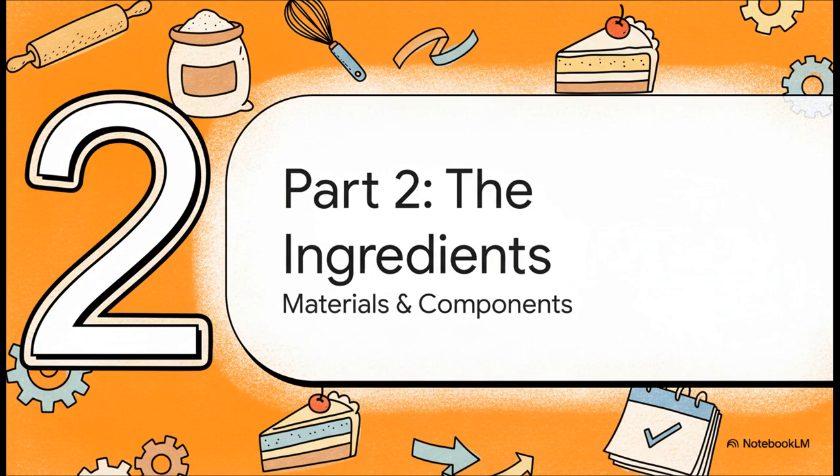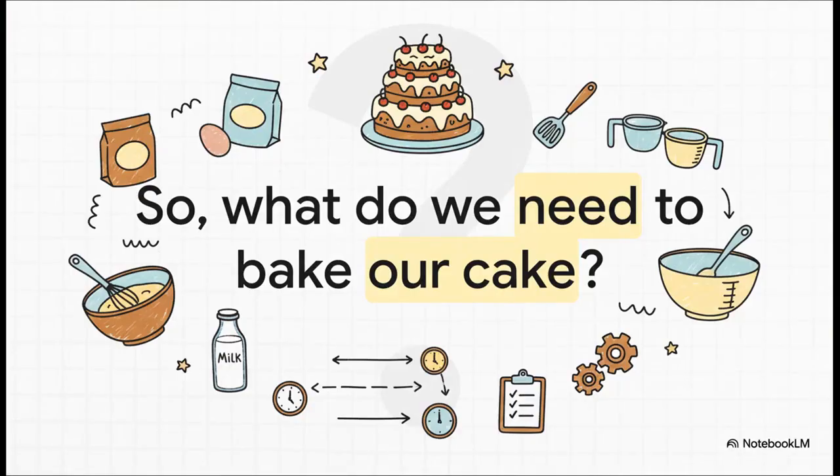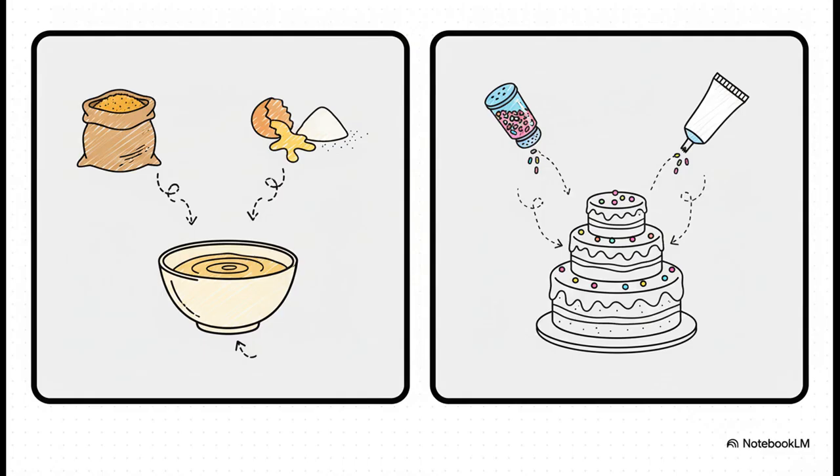Now let's look at the next part of our sentence, materials and components. So what do we actually need to make our product? Think about it for a second. When you bake, you don't just grab a bin labeled cake stuff. No, you need a very specific list of items. But here's the thing. Not all those items are the same, and our puzzle sentence makes a really important distinction here. And this breaks it down perfectly.